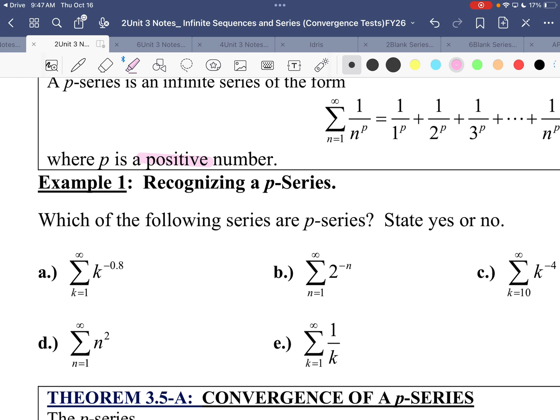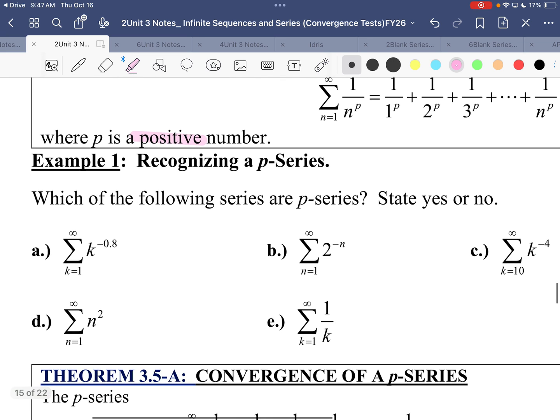Which of the following is a p-series? Try to go through, maybe using properties of exponents to make it become 1 over the number you need it to be.